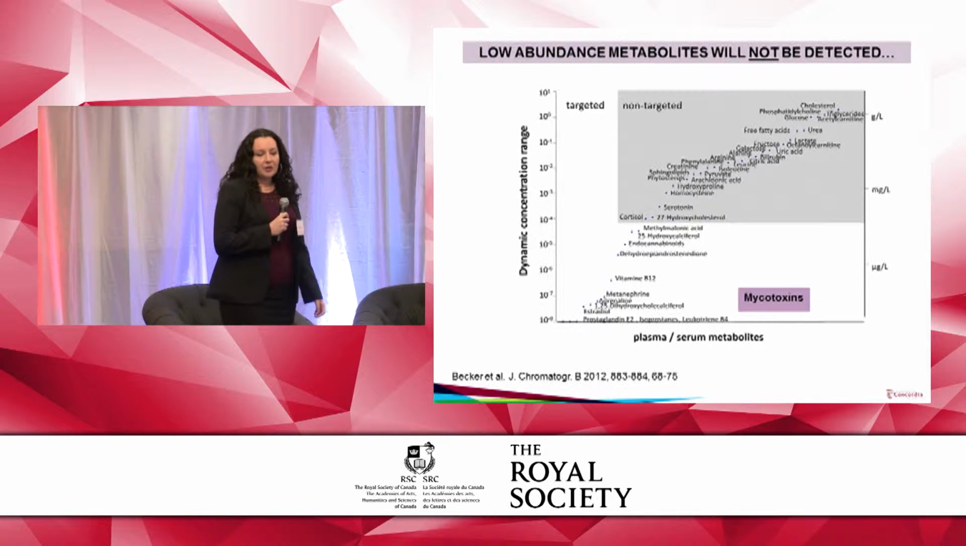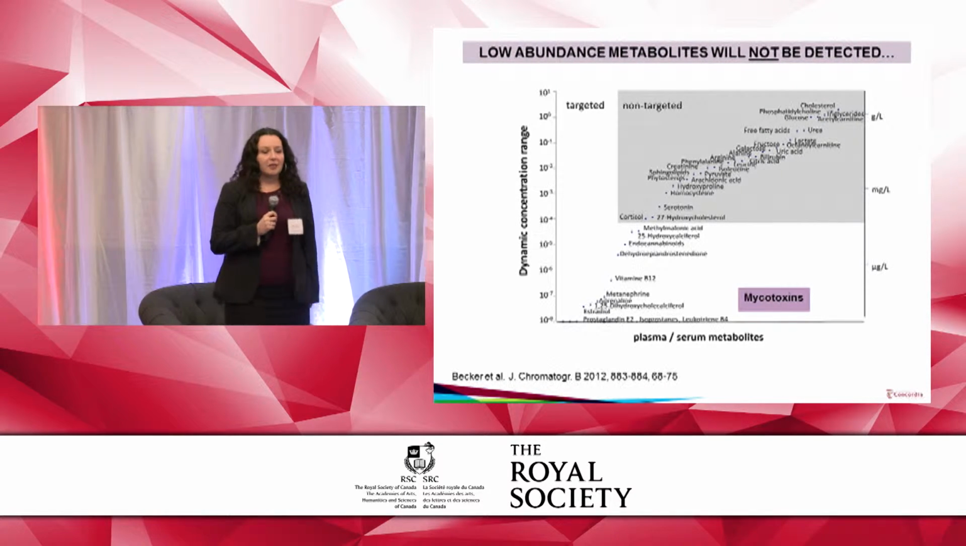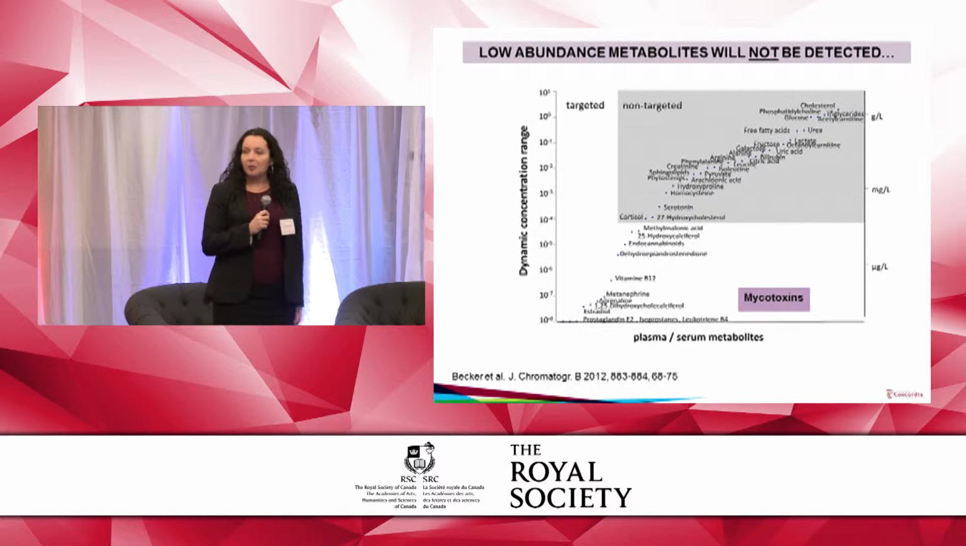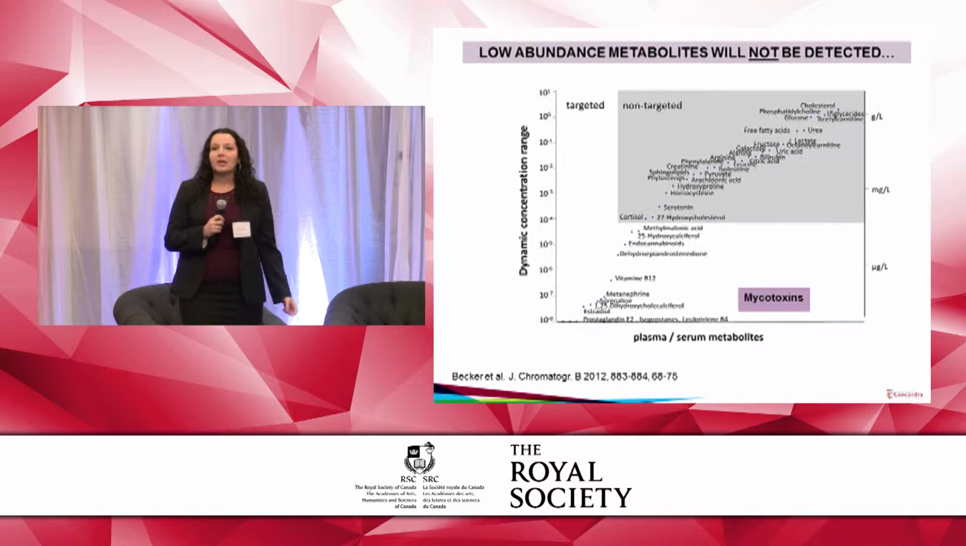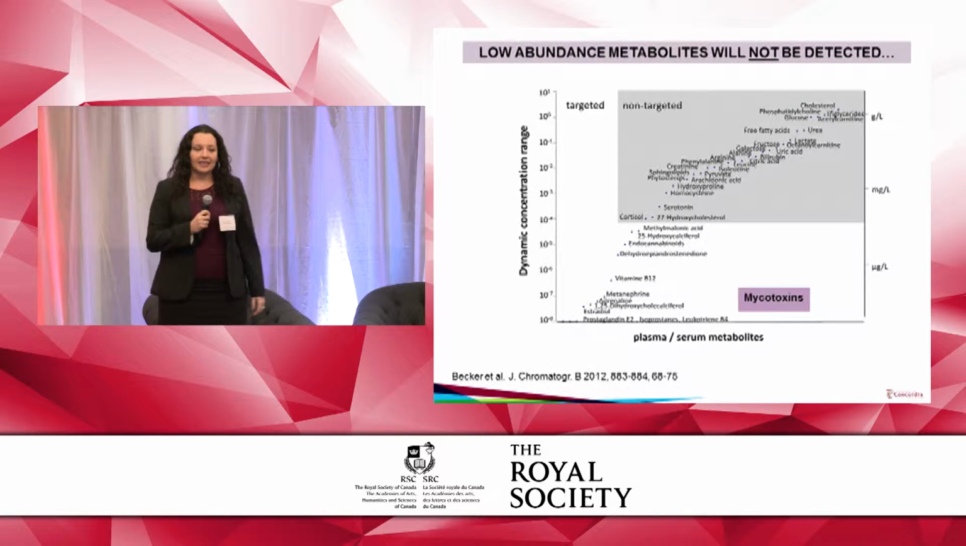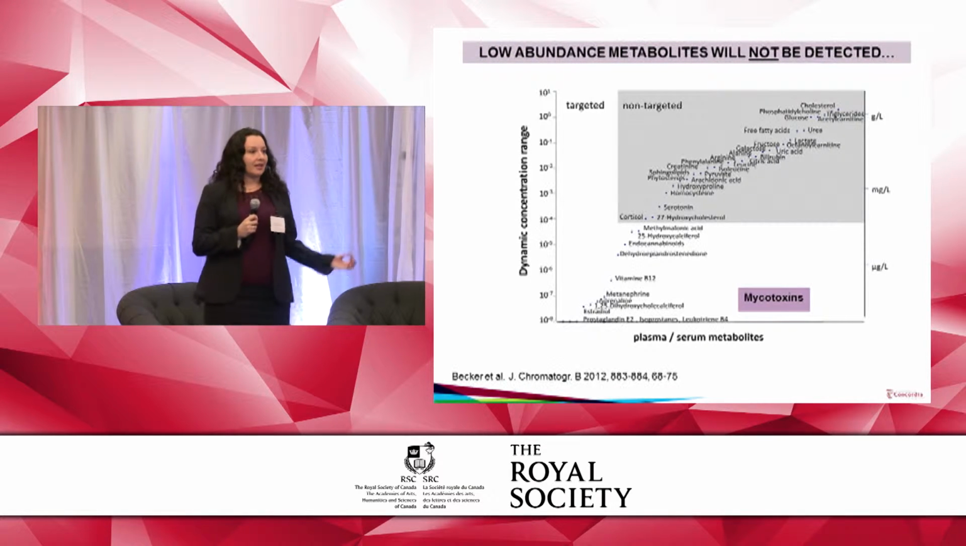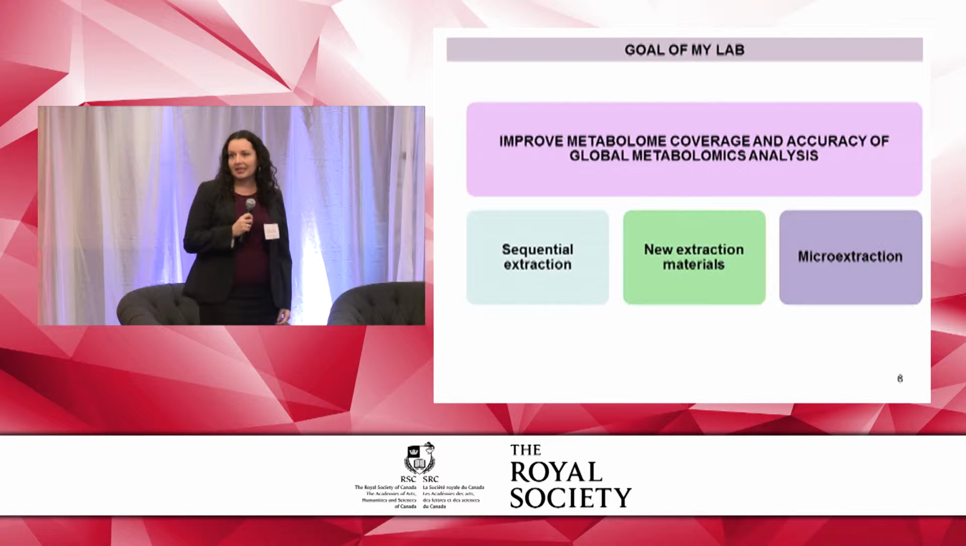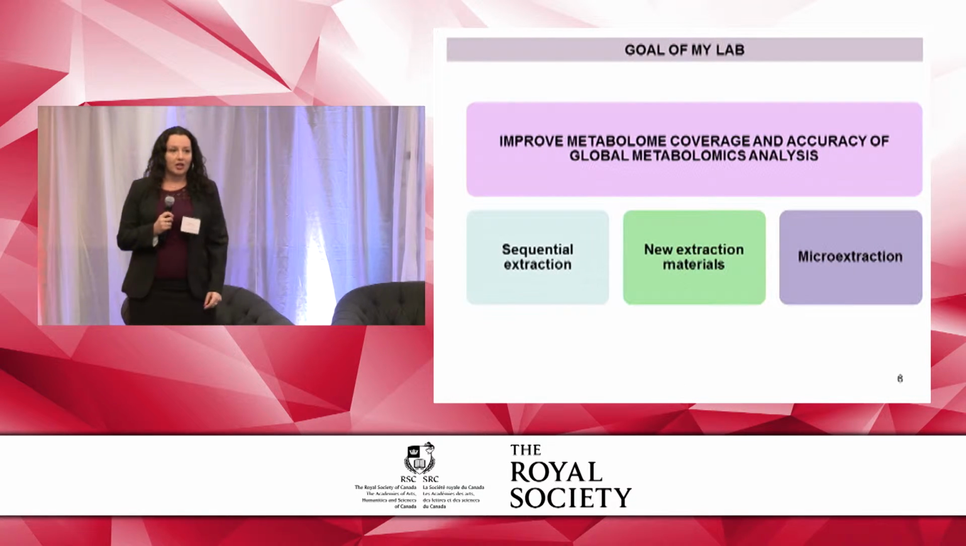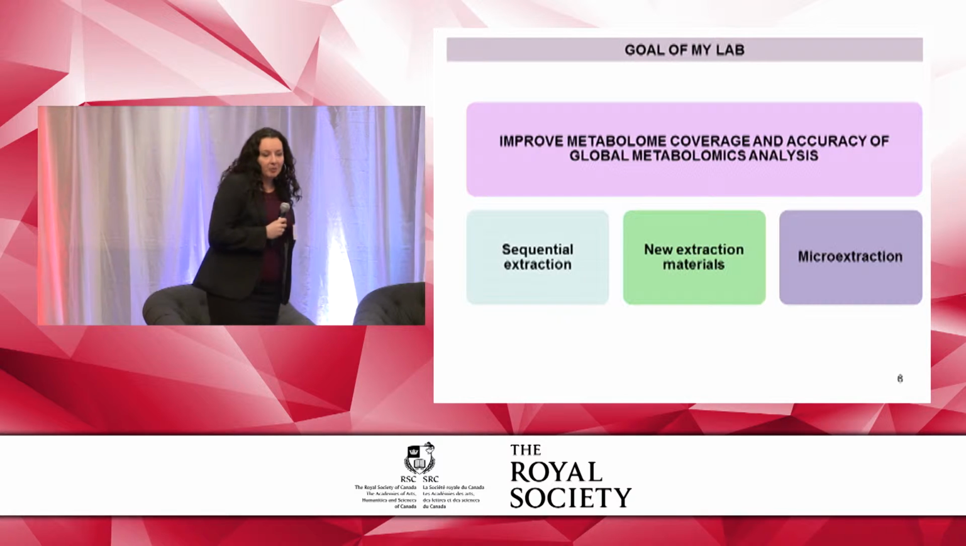However, even when we use these state-of-the-art protocols in metabolomics, we run into a big problem, and that is that the low abundance metabolites will not be detected. And these metabolites include everything from hormones, vitamins, so things that are vitally biologically important, so we cannot answer biological questions that we want. This is where my lab comes in.